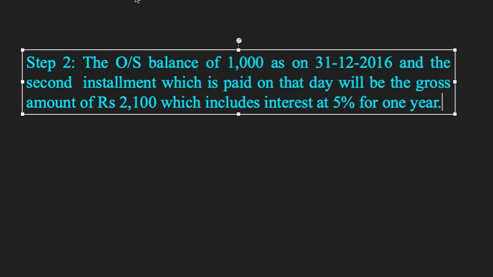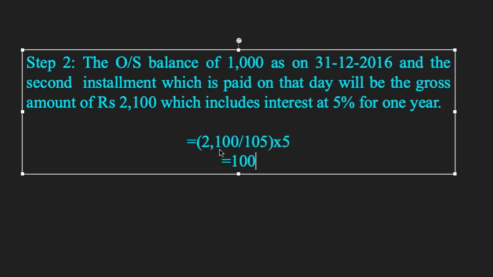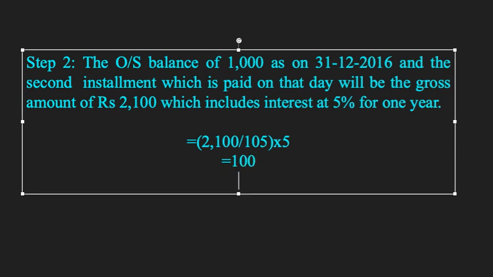So we are going to calculate what is the interest amount here for that year. Now this 2100 divided by 105 into 5 is equal to how much? 100 rupees. So this is the interest for this year. How much? 100 rupees. Now here our interest amount is how much? 100 rupees, right? And our gross amount is how much? 2100 rupees. If we deduct this 100 rupees from this, we are going to get 2000, and this 2000 is what? This is the principal amount, right? This is the principal amount here.